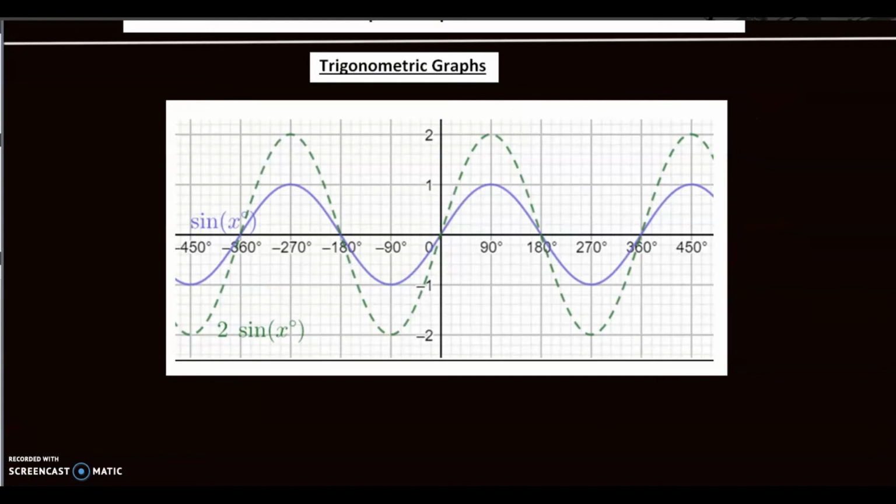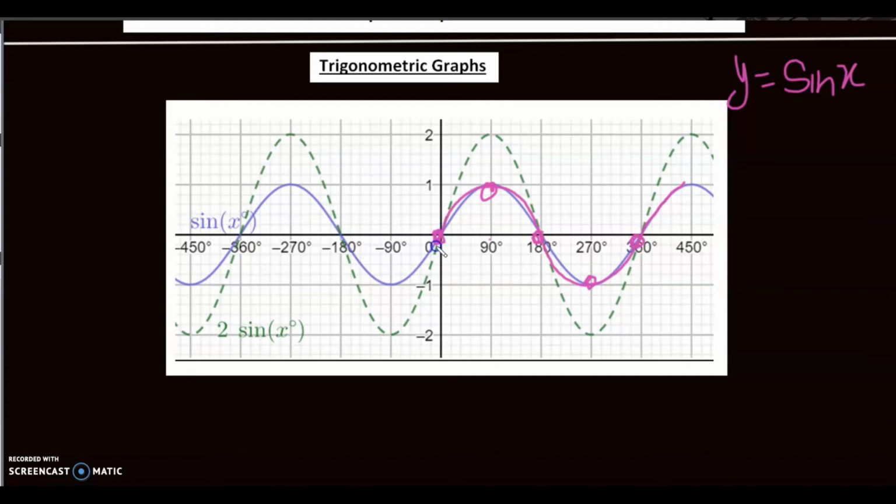Now we discuss trigonometric graphs, which have been recently added to the syllabus. The most basic form would be y equals sine x. The graph of y equals sine x would be a graph like this. How would you know? When you substitute x as 0, you'll get 0. When you substitute x as 90, you get 1. When you substitute x as 180, you get 0 again. When we substitute x as 270, we get minus 1. And at 360, we get 0 again.